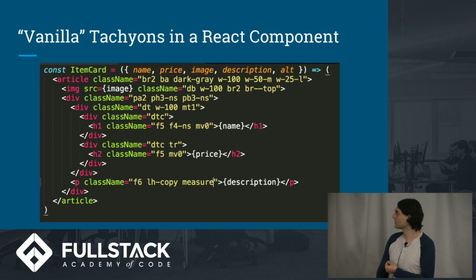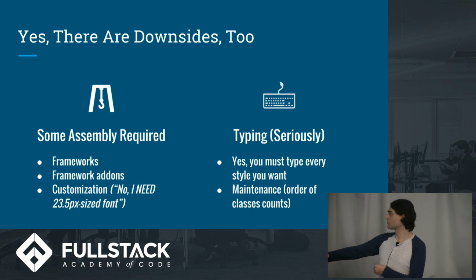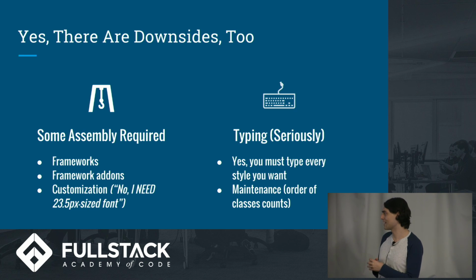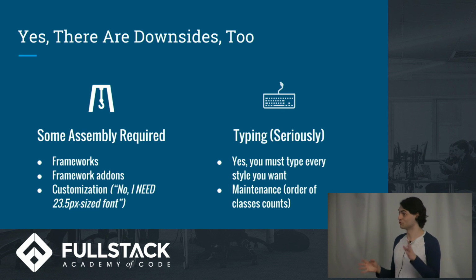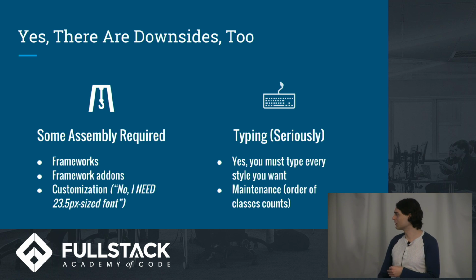Here's another example of how you might use functional CSS in Tachyons in a component. I'm not going to dive into that. So there's some assembly required. You have to obviously get to know these frameworks. You can do some customization. Generally, they aren't so blown out that they have every possible sized font. If you really need that 23.5 point or pixel sized font, you have to do a lot of typing, because again, you're styling every individual tag here.